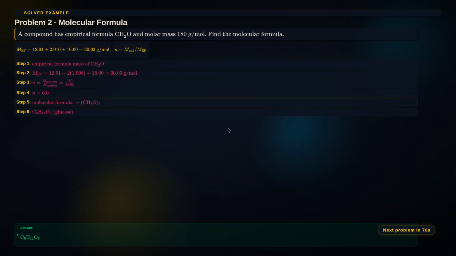Step 3. Multiply the empirical formula by N equals 6. The molecular formula is C6H12O6. This is the formula of glucose, a simple sugar that is fundamental to life. Notice that the empirical formula mass divided perfectly into the molecular mass, confirming the result.